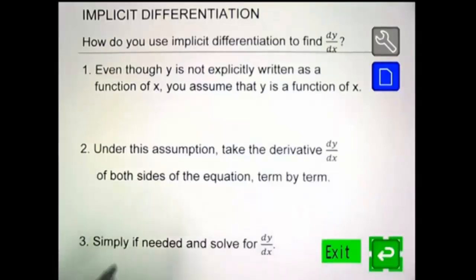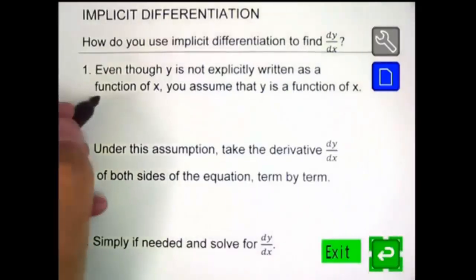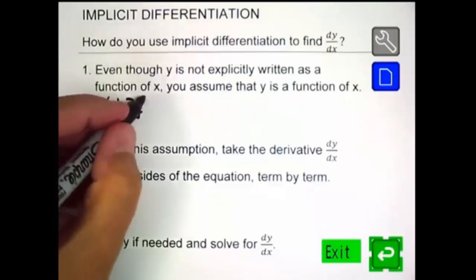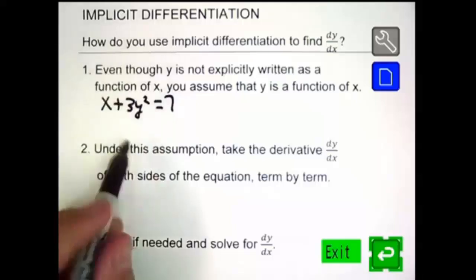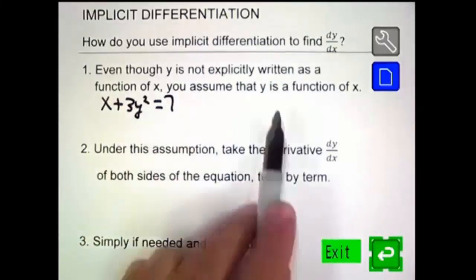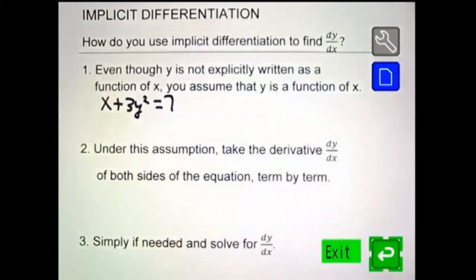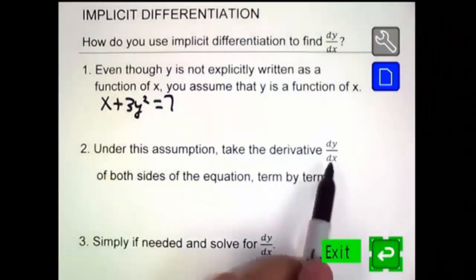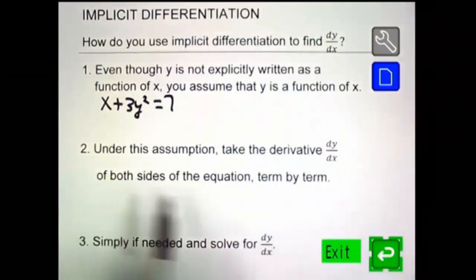So if I went back to, say, the equation I wrote earlier, x plus 3y squared equals 7. Even without solving that for y, I'm going to assume that y is some function of x. So that's the first step. Make that assumption. That's very important. Once you make that assumption, and under that assumption, you take the derivative dy over dx of both sides of the equation term by term.